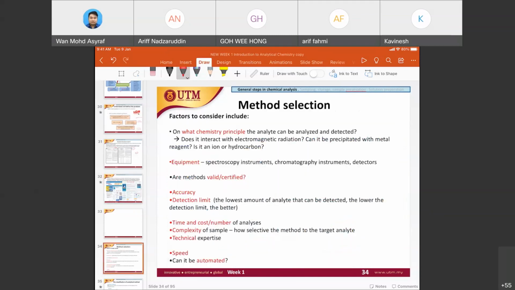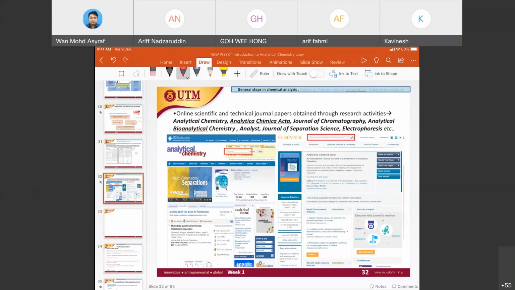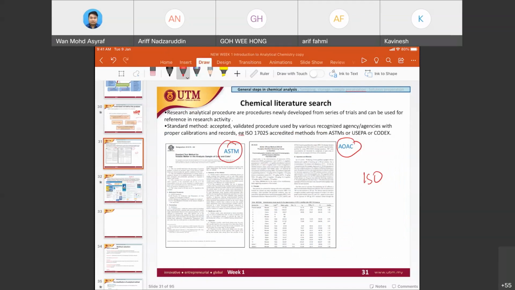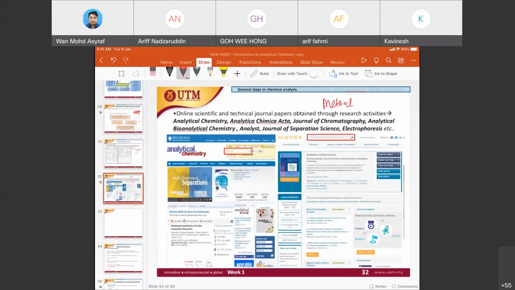So from all of these scientific journals, you can find out the method. Method apa yang diorang guna? Even the standard methods, ISO, ASTM, AOAC standard ni pun, you can still use this to find the standard method for your analysis. So macam tadi from my example, you are customized to blood samples. Now you need to find a method for urine samples. So you would need to know where to find it.